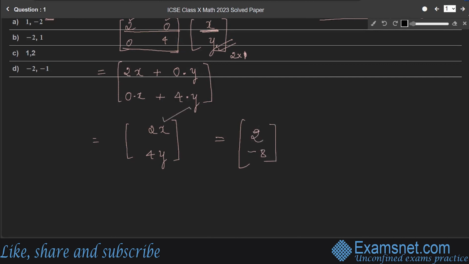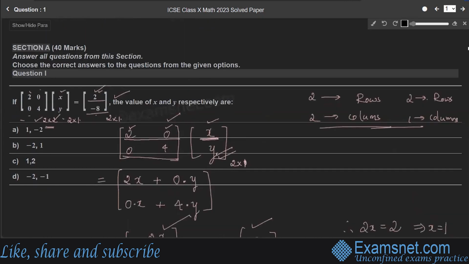Therefore, we can equate 2x and 2. So 2x is equal to 2 and 4y is equal to minus 8. Therefore, x is equal to 1, y is equal to minus 2. The values of x and y are 1 and minus 2. Option A is the right answer.